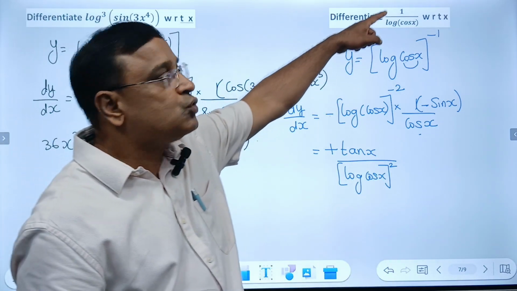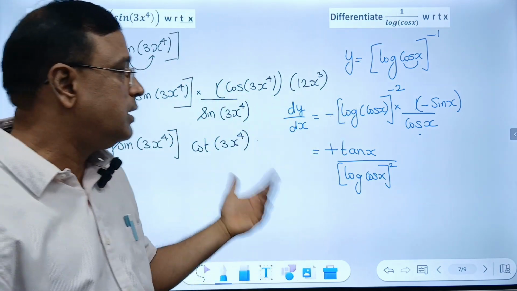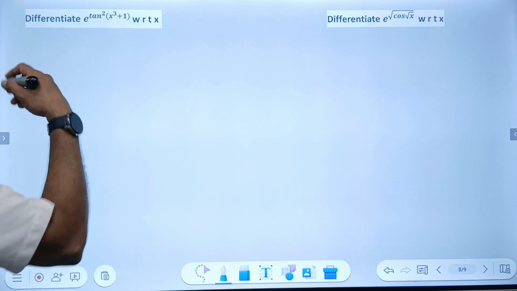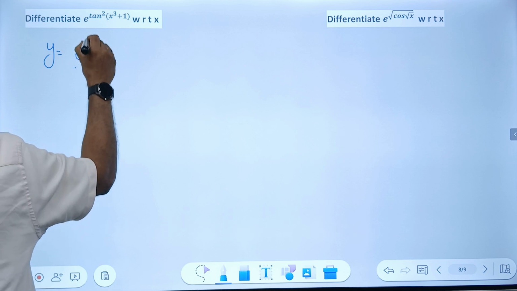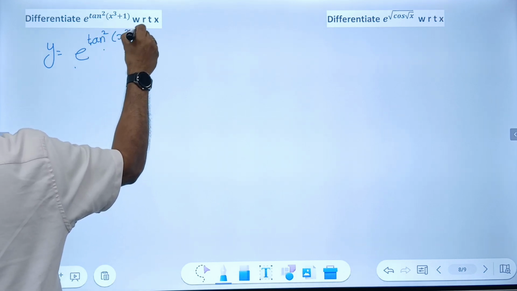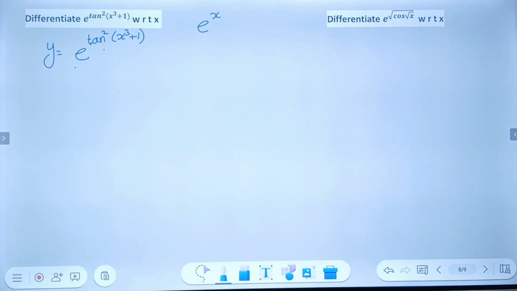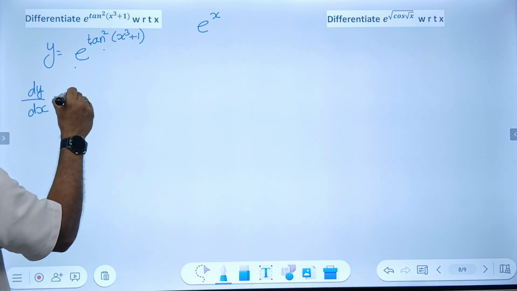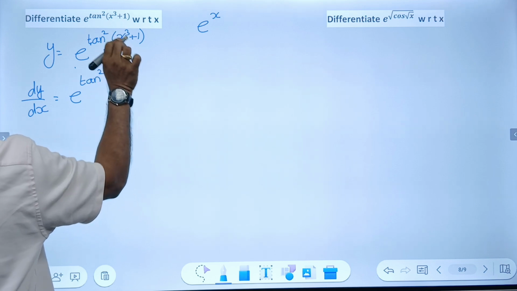If you want, you can even use quotient rule. But since it is a constant, this is much easier to do. Okay? It's up to you. Now what's the next one? This is about exponential function. y equal to e to the power of tan square x cube plus 1. You know differentiation of e power x is e power x. Correct? So when I differentiate e power anything, I first get all these things. There is no change at all.